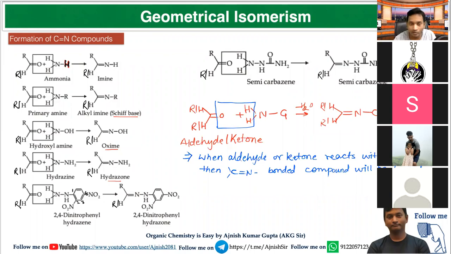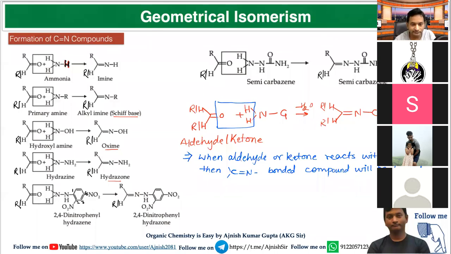2,4-dinitrophenylhydrazine. This is also called 2,4-DNP, which is a chemical test of aldehydes or ketones. You must remember, 2,4-DNP is a chemical test of aldehydes or ketones. If any molecule has an aldehyde or ketone, this can be tested by this particular 2,4-DNP.